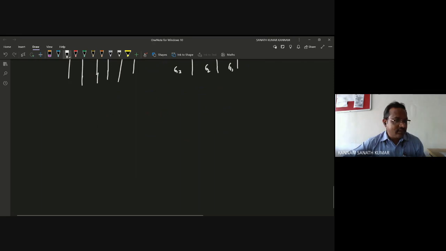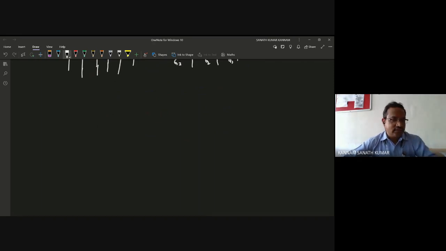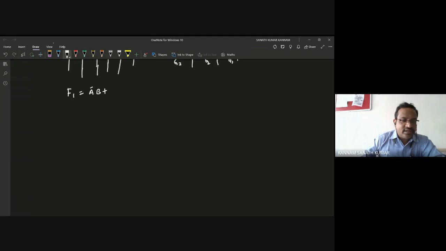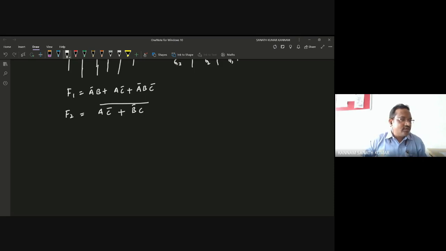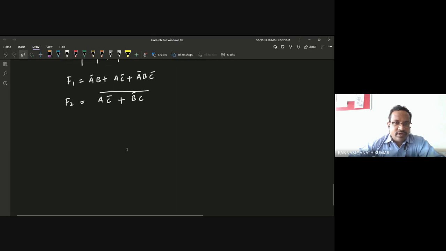So by using the table also you can implement the function. So let us take the two functions. F1 equal to a bar b plus ac bar plus a bar b c bar, and F2 equal to (ac bar plus b bar c) whole bar. So suppose he gave the expression, what you need to do? You need to make the product table. Okay. So after making the product table, you can draw the PLA diagram. Okay. So first I'm making product terms.